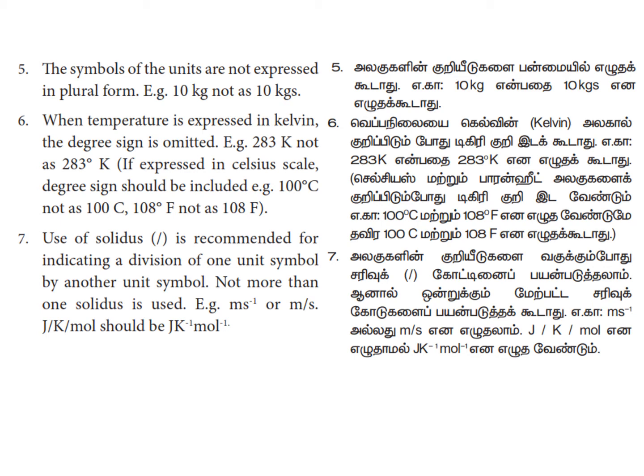Use of solidus is recommended for indicating a division of one unit symbol by another unit symbol. Not more than one solidus is used. Example, meter per second or m/s. J slash K slash mole should be J K minus 1 mole minus 1.